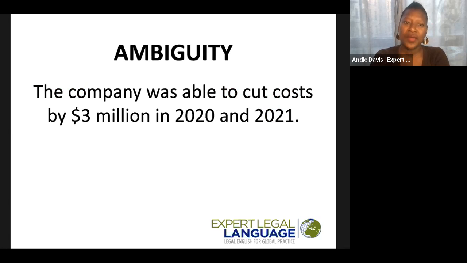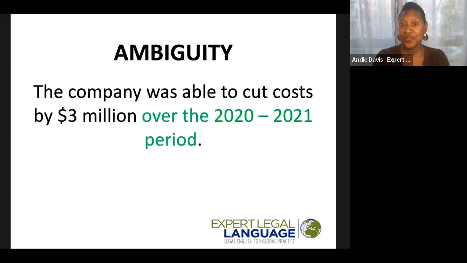Here's another form of ambiguity. The company was able to cut costs by $3 million in 2020 and 2021. Why is this ambiguous? Because we don't know whether that's one $3 million cut over the course of 2 years, or whether it was $3 million in 2020 and $3 million in 2021. How can we fix this? Well, it depends on what we mean.